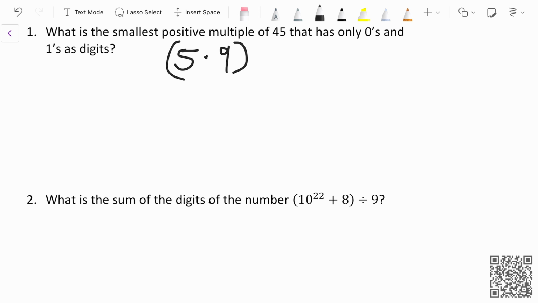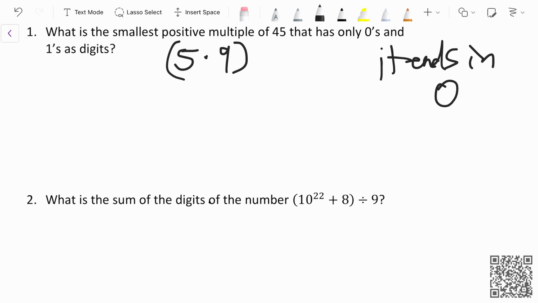So if it's divisible by 5, it has to end in either a 0 or a 5, and since we only have zeros and ones here, our number has to end in a 0. We do not know how many digits this number has yet, but we'll get to that. You can solve along, just write down a little side note on your book or whatever you're doing it on, just to remind yourself.